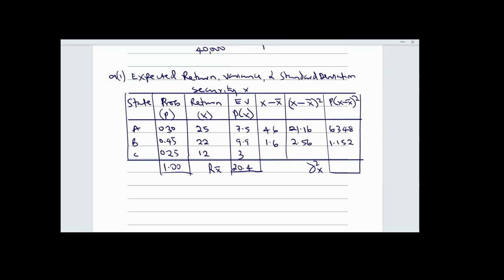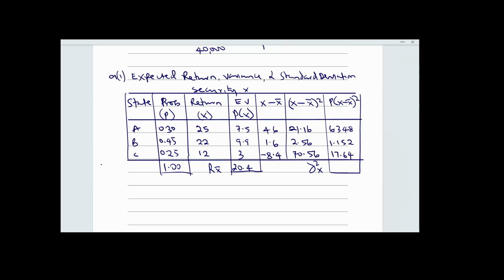6.348. Then the second one, 22 minus 20.4. 1.6. 1.6 square, 2.56. Multiplied by probability of 0.45, 1.152. Then the next one, 12 minus 20.4, minus 8.4. Minus 8.4 square, what do you have? 70.56. Multiplied by a probability of 0.25, 17.64.